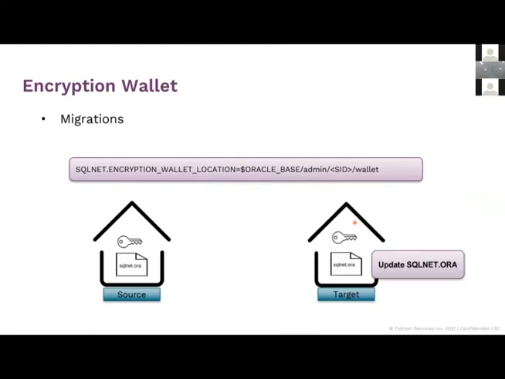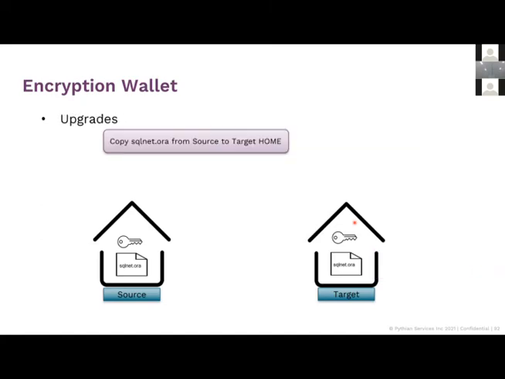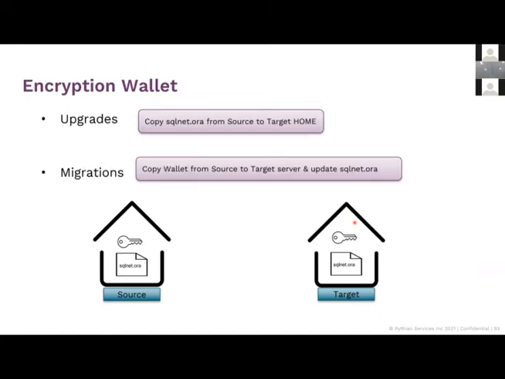Once you've transferred your wallet, you want to update your sqlnet.ora. That's nothing but a pointer to your wallet. If you're upgrading your database, then you need to update that pointer to point to the new home. So when you are migrating, you need to copy over the wallet to the new server and update the pointer. When you are upgrading, you just need to update the pointer. That is the difference between upgrading and migrating.